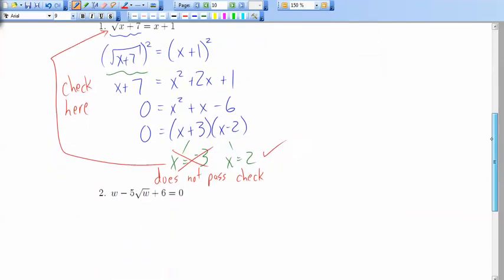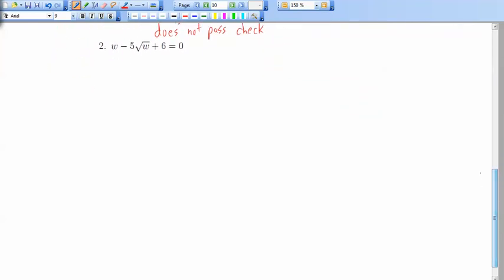Let's try another example here. Here again, I take a look at my equation, and this time I notice that the radical term is not alone on one side of the equation. So that's going to be our first objective. Get it alone on one side of the equation. Let's take it over to the right-hand side there. So we'll leave the w plus 6 on the left. On the right-hand side, we'll have 5 times the root of w. Now we've isolated the radical term.